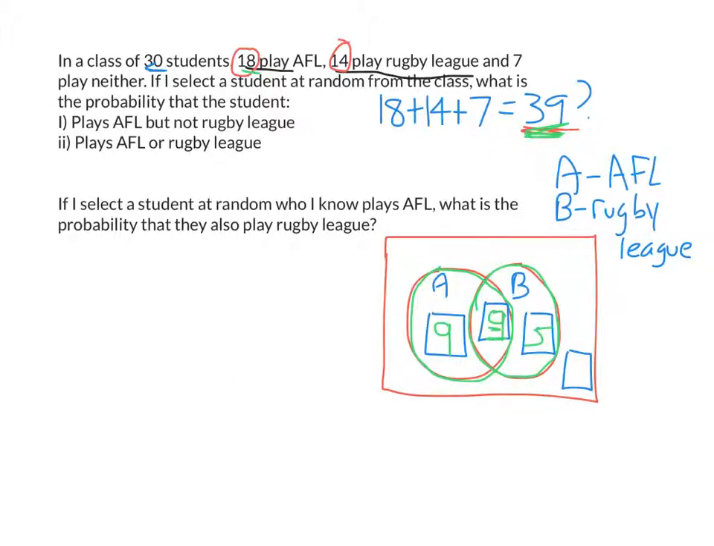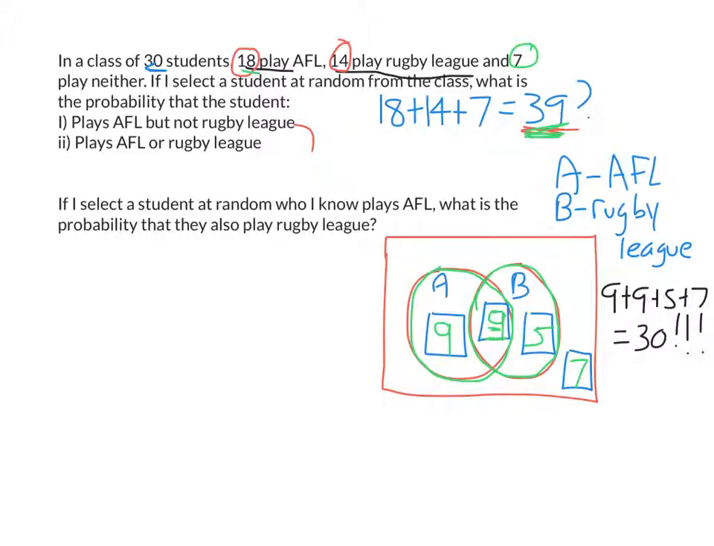So what goes outside the circle are the 7 who play neither. They're not in the rugby league circle. They're not in the AFL circle. So to check if we've done something right, these numbers inside the Venn diagram absolutely should add to 30. So 9 plus 9 plus 5 plus 7, in fact, does add up to 30. We've done something right. So we're not done. We haven't answered the probability questions, but we've just made them a lot easier. So what's the probability a student plays AFL but not rugby league?